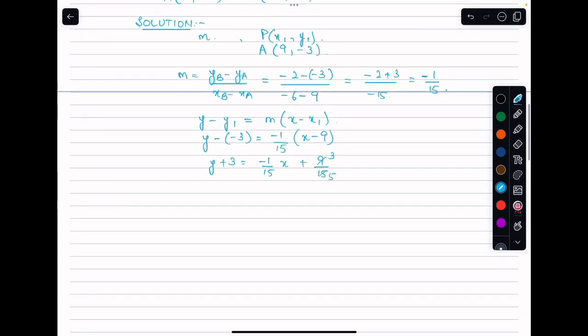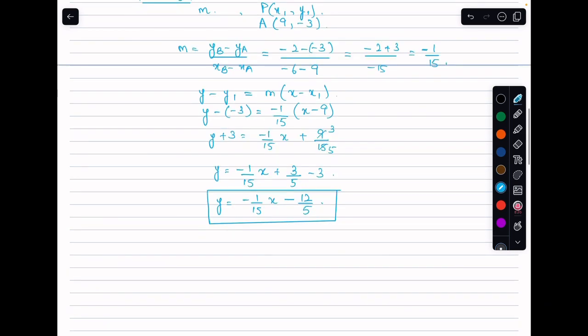So I can say that this is -1 by 15 x plus 3 by 5 minus 3, or I can say that this is -1 by 15x minus 12 by 5. So this is going to be the line equation for the given pair of coordinates A and B in the question.